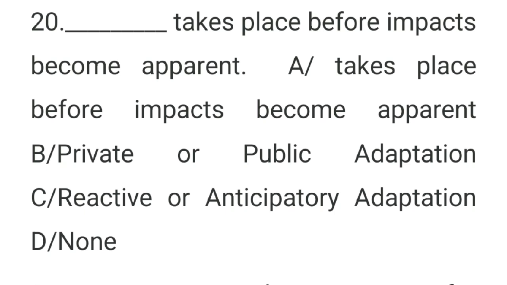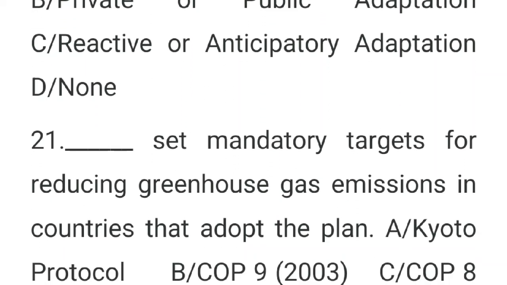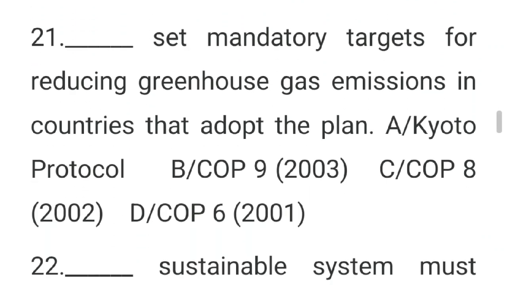Number 22. Dash sustainable system must maintain a sustainable resource basis and avoid over-exploitation of non-renewable resource systems. A, economic. B, social. C, environmental. D, all. The answer is C, environmental.